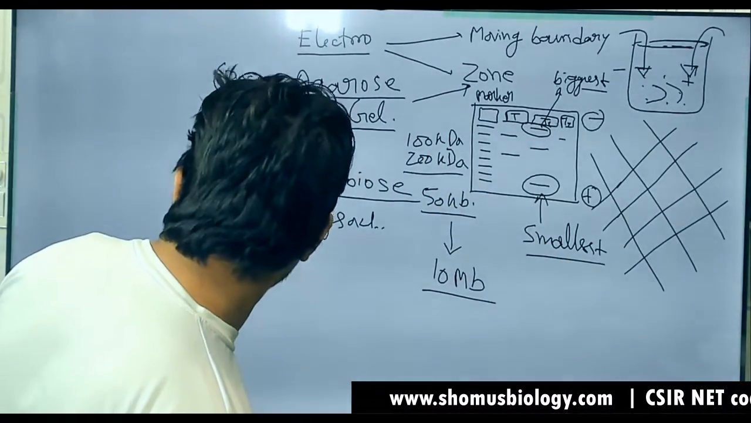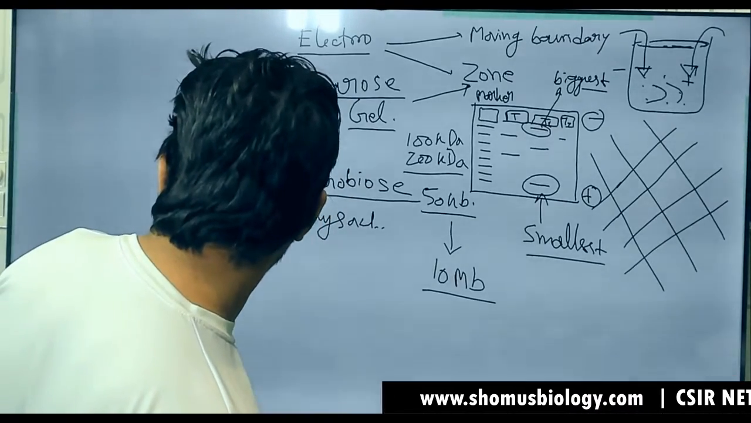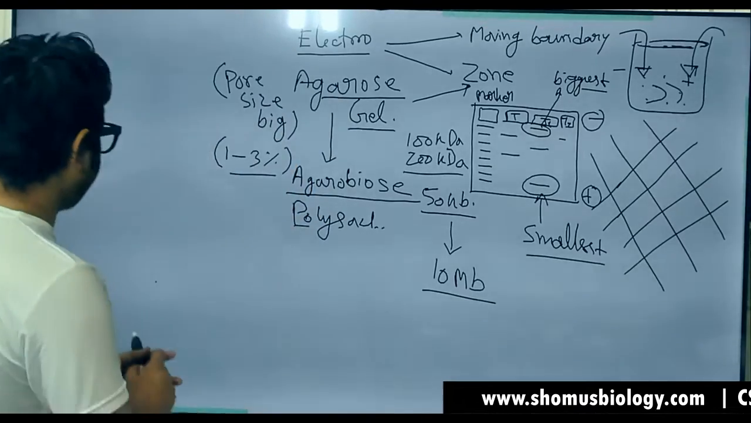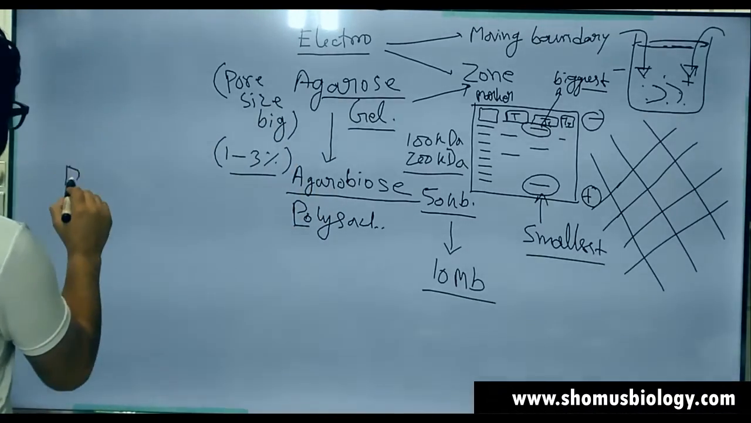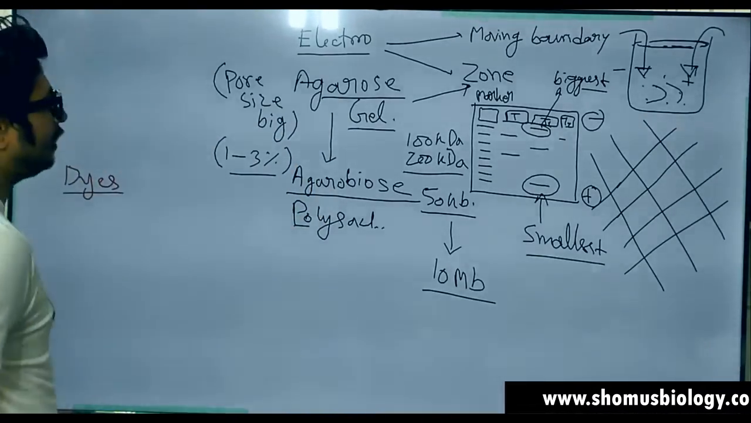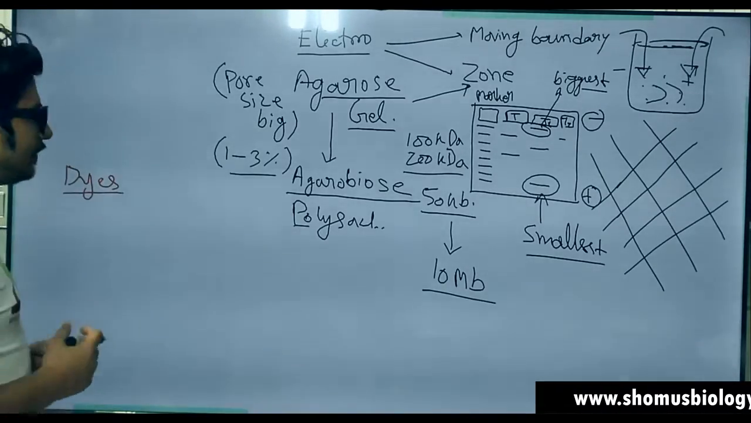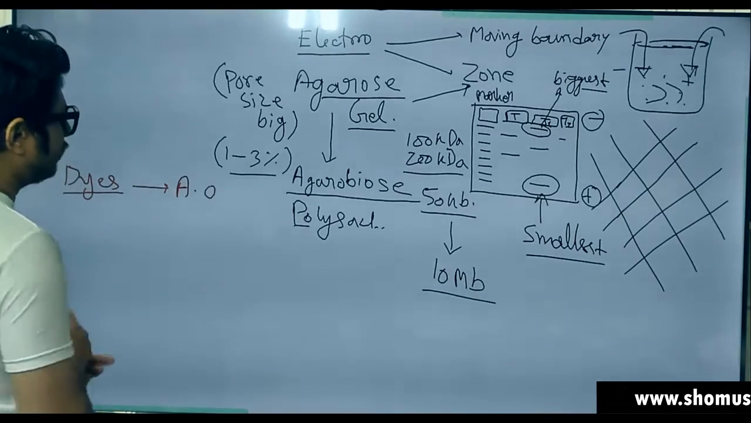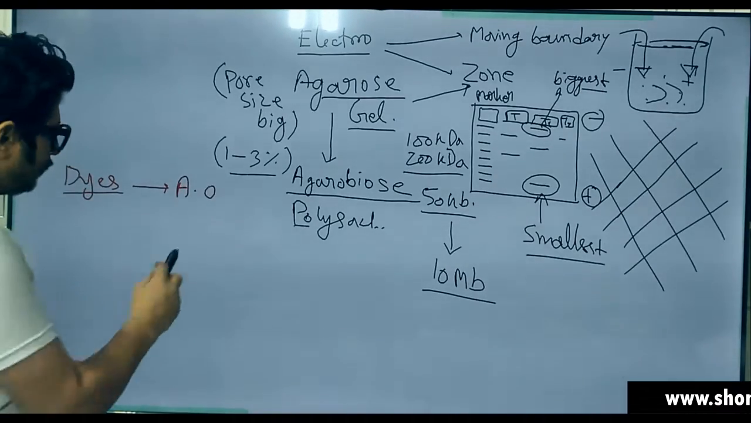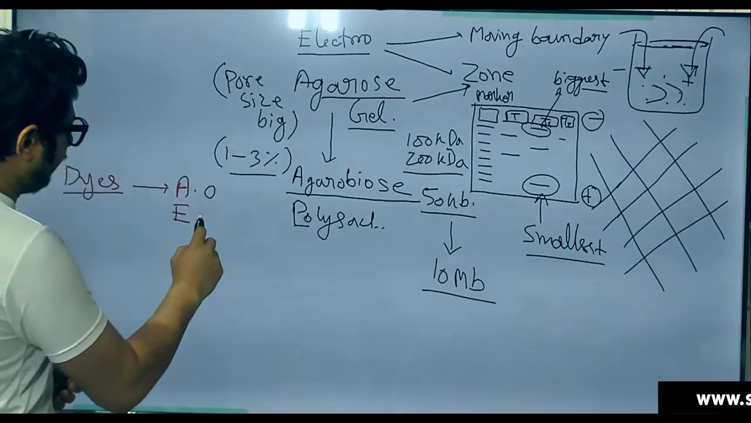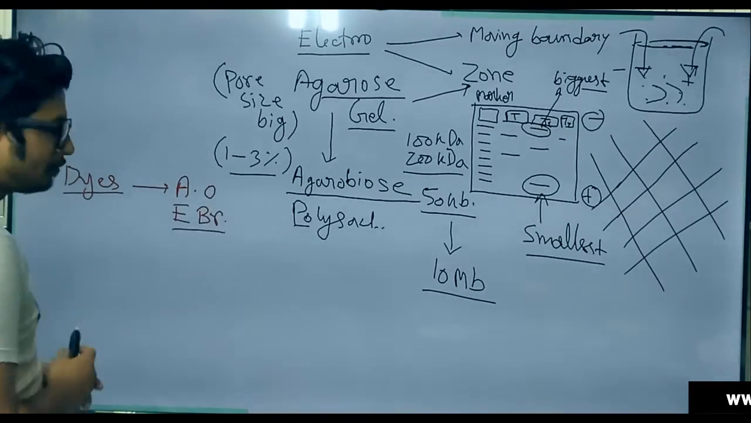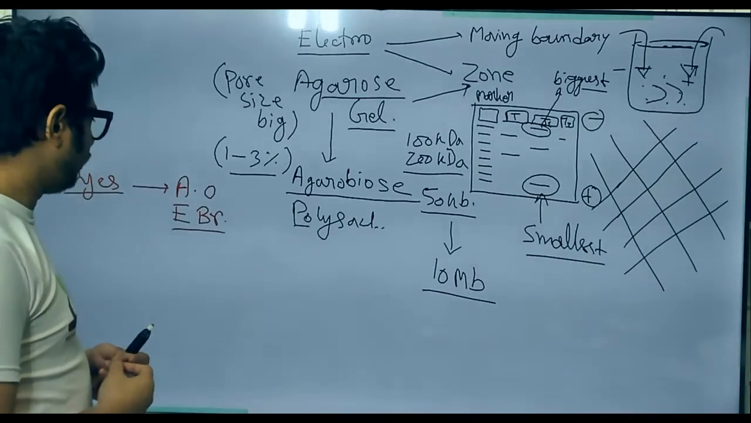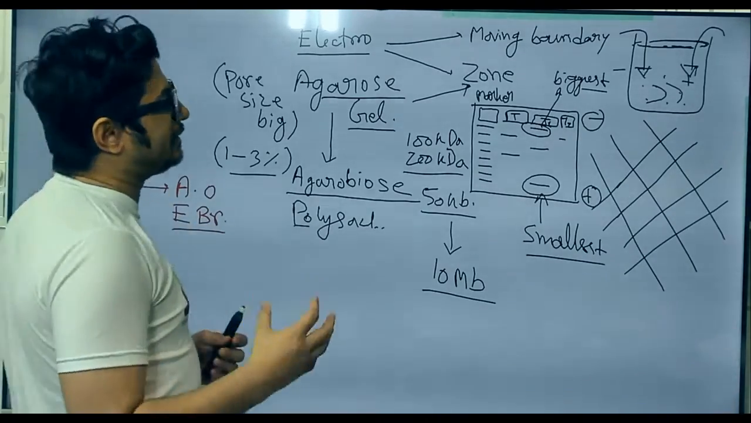So I'll change the color here as well. A red color again. We use different types of dyes to visualize the presence of the DNA in the agarose gel. What do we add? We add acridine orange, okay? We add ethidium bromide or acridine orange, okay? These are the common dyes that we use.